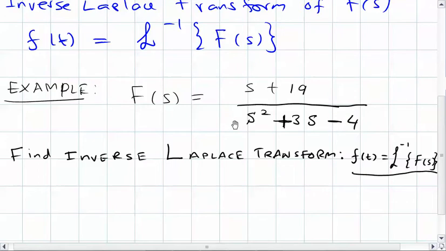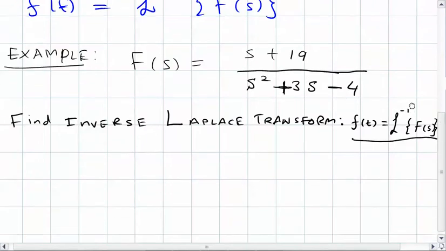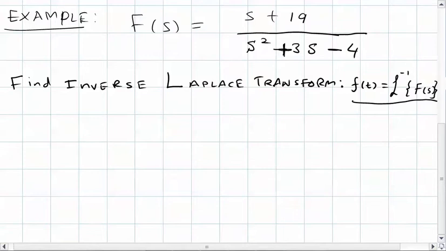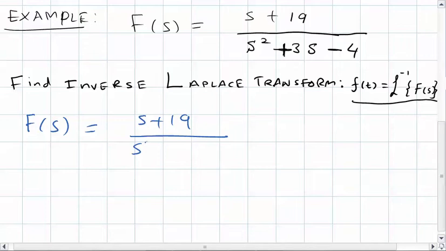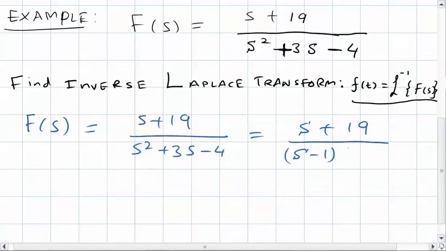And before I do anything, let me look at the denominator and check whether I can factor it out. Okay, so let's go and look at that. Let me first of all push this a little up. So let's look at F of s, which is equal to s plus 19 over s squared plus 3s minus 4. And if you try to factor it out, it actually does factor. It's going to be s minus 1 times s plus 4.